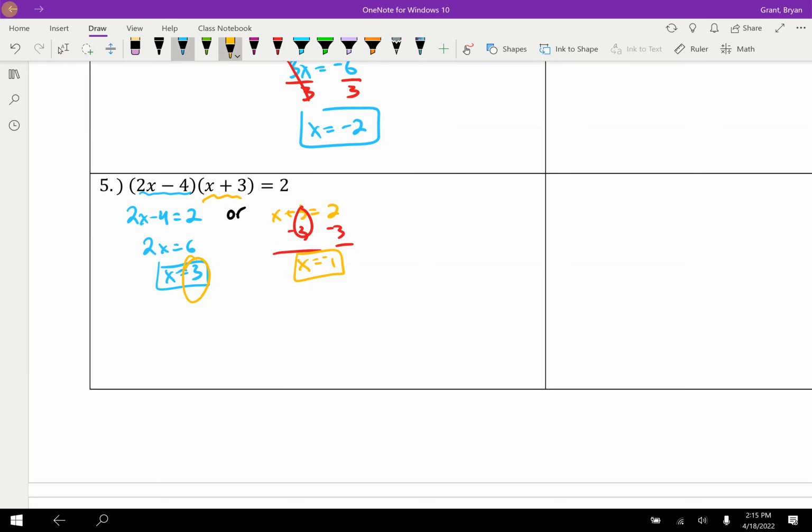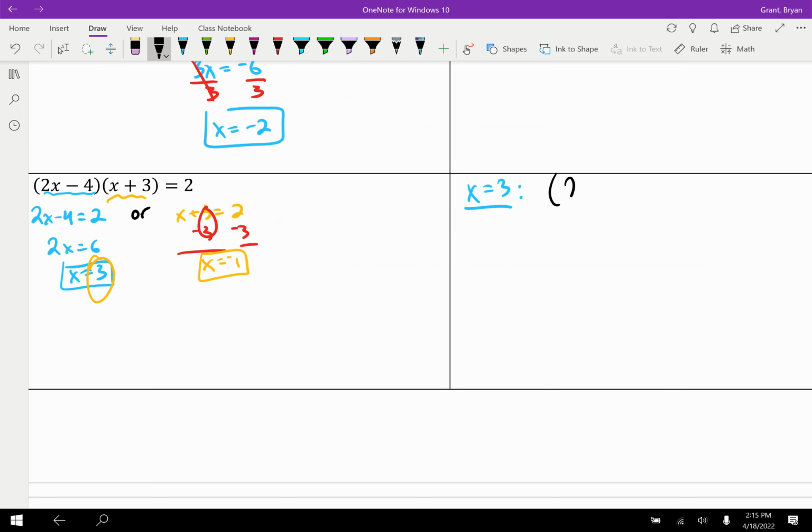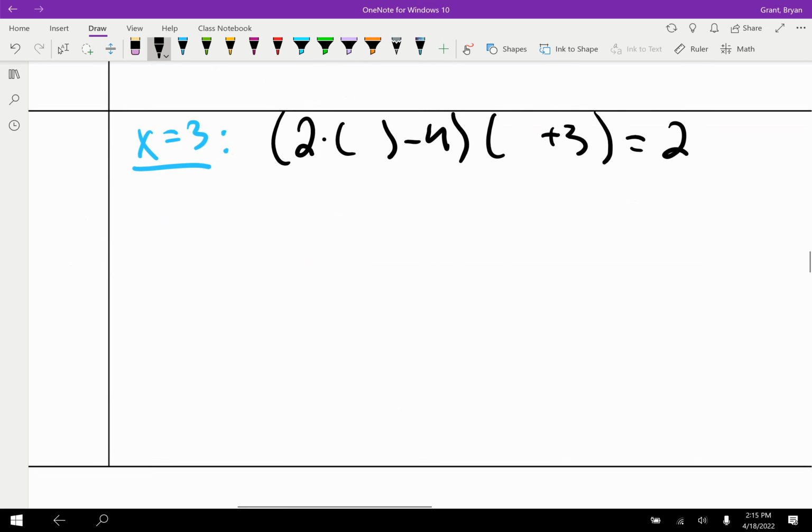I'll just check the 3 over here. So I'll go ahead and check x equals 3. And my equation was 2 times whatever x was minus 4 times whatever x was plus 3 had to equal 2. And the x that I'm checking here is 3.